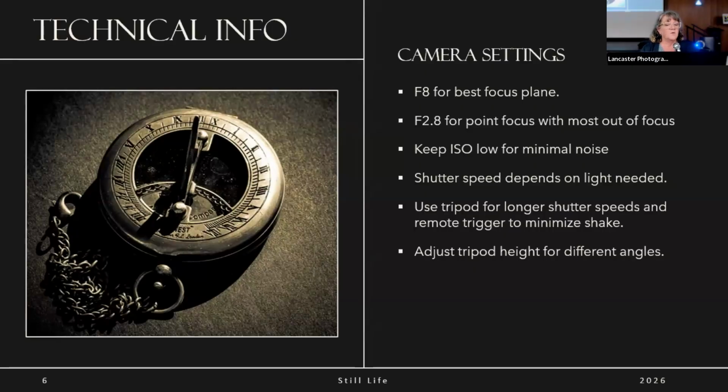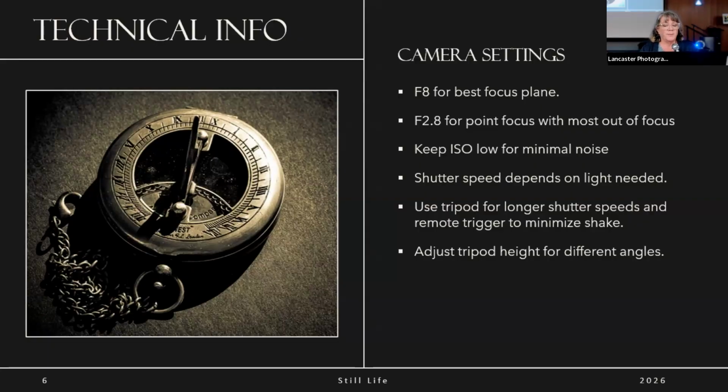You want to keep your ISO low for minimal noise, and your shutter speed will depend on how much light you need, how much you have, and how much you need to have a good exposure in your camera. You can use your tripod to have a longer shutter speed and use a remote trigger to minimize the shake of touching your camera to press the shutter. And that's how you can have a longer shutter speed to bring in enough light to your image if you're not using a strobe or something like that.